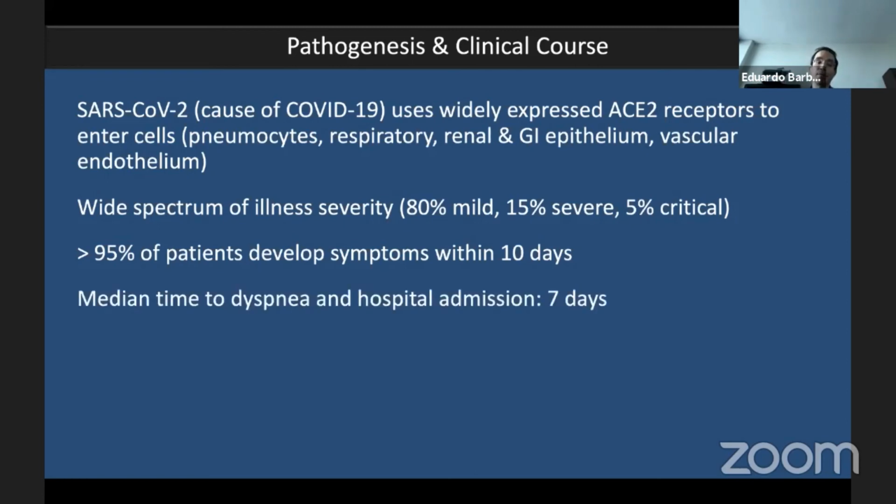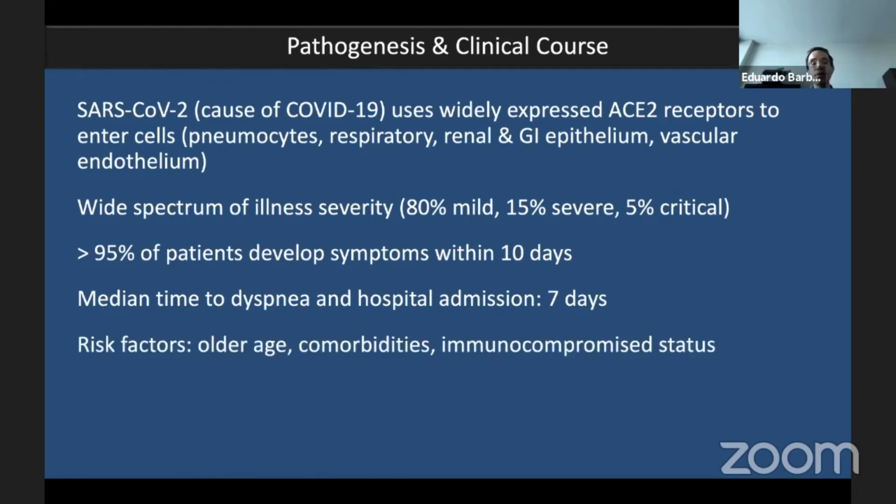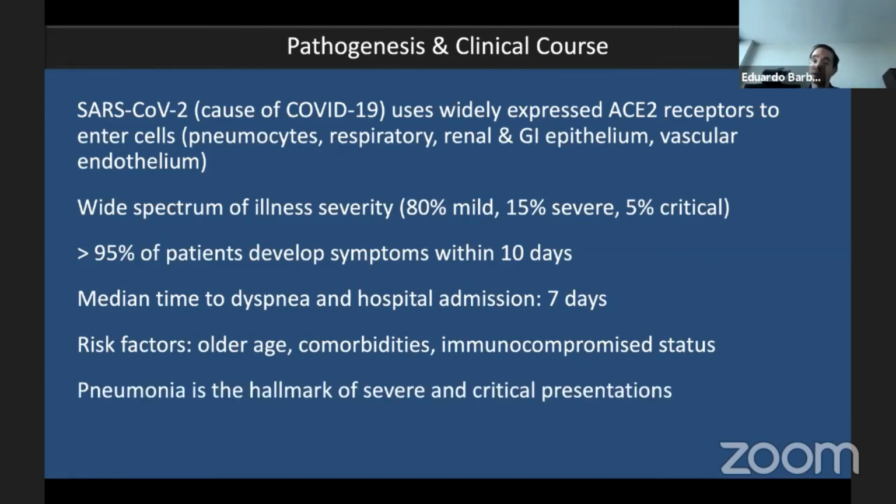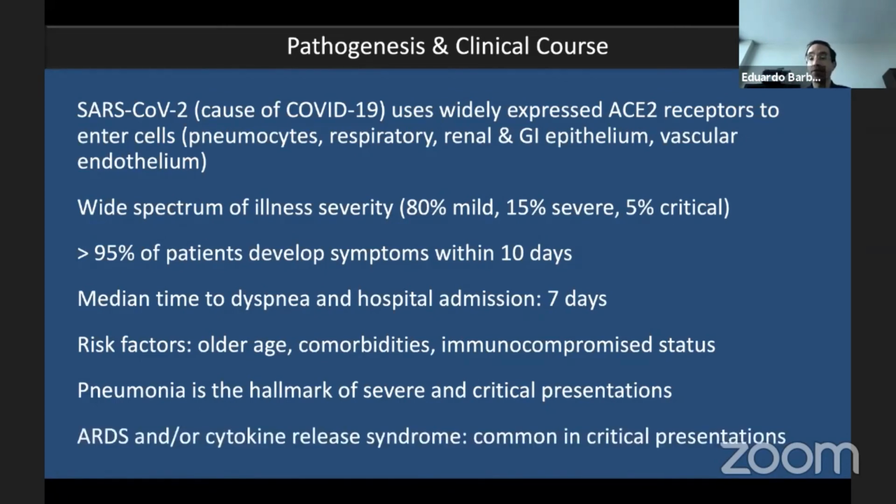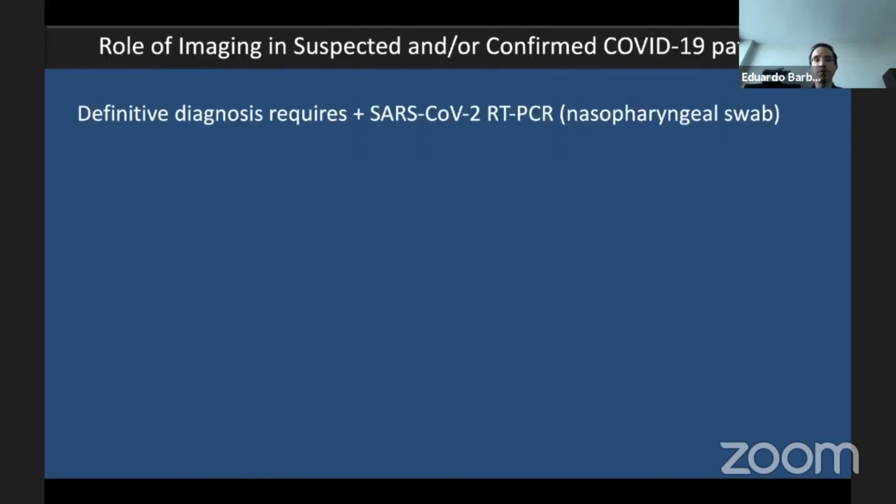The median time from onset of dyspnea, which is shortness of breath, to hospital admission is about 7 days. And we know the risk factors for more severe clinical presentations: older age, multiple comorbidities, immunocompromised status. We also know that pneumonia is the hallmark of severe clinical presentations. And in patients that have critical presentations, ARDS, oftentimes associated with cytokine release syndrome, is a common condition. So what's the role of imaging?